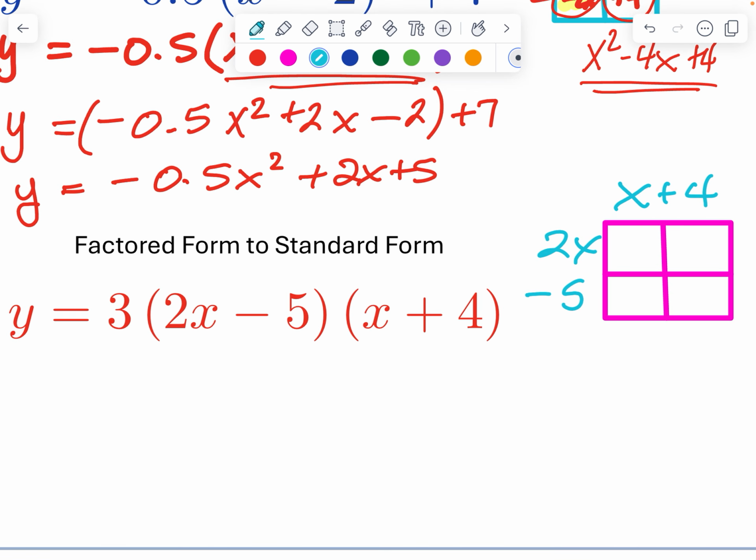All right, x times 2x is 2x squared. X times negative 5 is negative 5x. 2x times 4 is 8x, and 4 times negative 5 is negative 20. So what I have over here, I have y equals, I still have my 3. I have not dealt with my 3 yet. All I've done so far is the 2x minus 5 and the x plus 4.